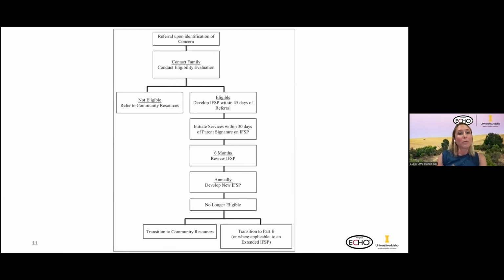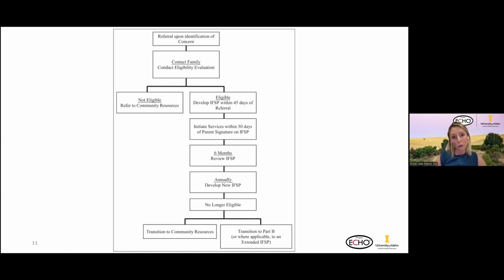So what does it look like upon receipt of the referral? They will then undergo a screening. The infant toddler program or an early intervention program will contact the family and conduct a screening to determine if an evaluation is warranted, okay? Then they will do an evaluation to determine eligibility. If a child is not deemed eligible, the goal is to still connect the family with community resources.